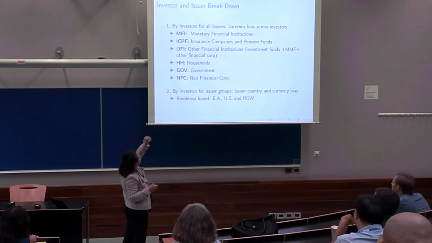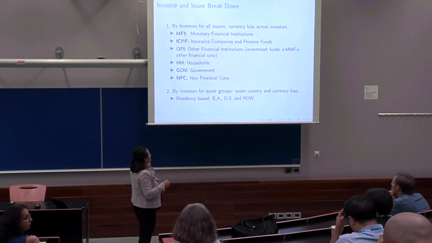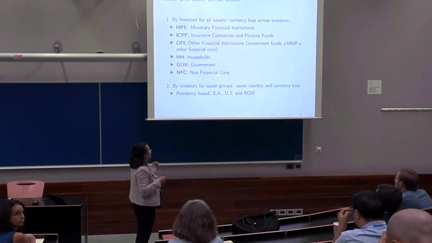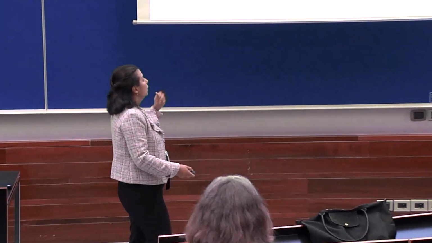And then we're also going to split them by issuer groups, to think about currency of issuer and country of issuance residency. We split it between euro area issuers, so think about the firms because these are non-financial corporate bonds, US issuers, and rest of the world issuers. I'm going to present different cuts of the data based on these categories. So without further ado, let's see this beautiful data.